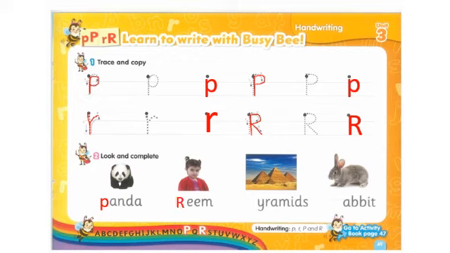Can you see these pyramids? Pyramid starts with sound P, right? You're going to write it here. And finally we have this rabbit. Rabbit starts with sound R. Okay, you're going to write it here. Okay, next page.